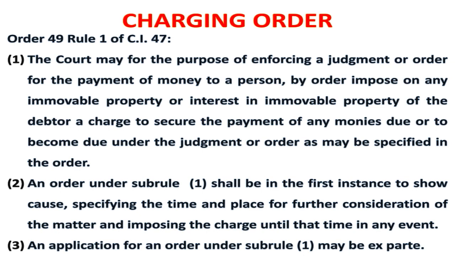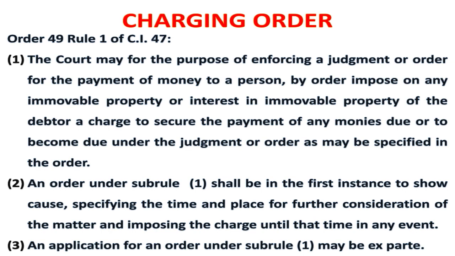If you are applying for it, Order 49 Rule 1 Sub Rule 2 says that an order under Sub Rule 1 shall be in the first instance to show cause, specifying the time and place for further consideration of the matter, and imposing the charge until the time in any event. And Order 49 Rule 1 Sub Rule 3 says that an application for an order under Sub Rule 1 may be ex parte. Why would it be ex parte? You want to go and create a charge over somebody's property. That will be a security for you to enforce the judgment to recover the money.